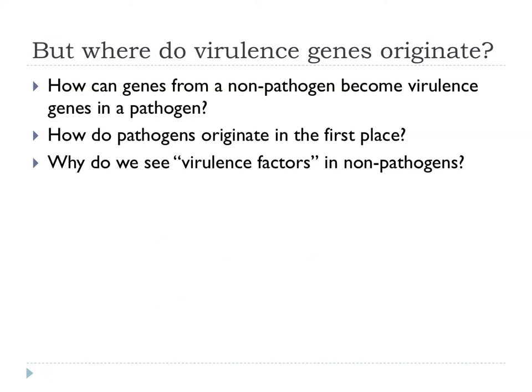Just going to pause for thought now and ask a question about evolution, if you like. So where do all these virulence genes originate from, in terms of how do you get from a non-pathogen to a pathogen? Where does it get those genes from? How do they originate? How does the pathogenic lifestyle come about? And do we expect to see virulence factors, things that we consider virulence factors in things that are infecting us and causing clear and present disease in us, in things that aren't pathogens? And if we do see that, why do we see that?